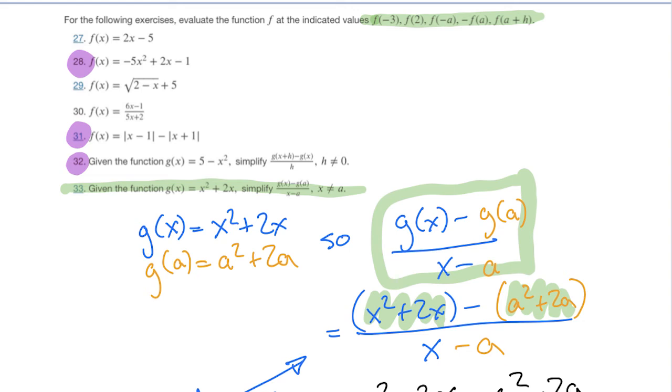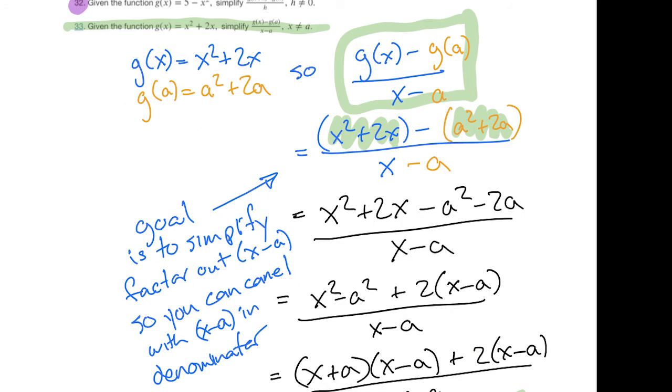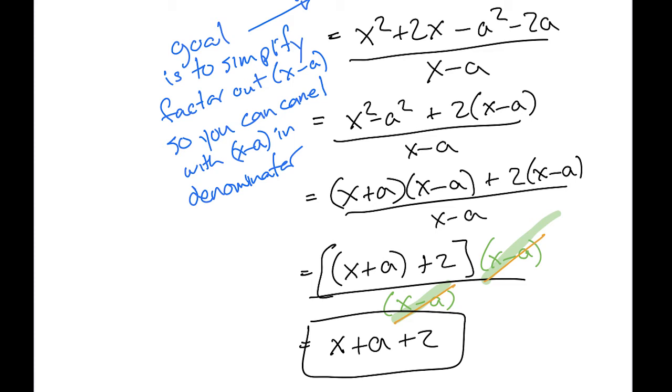They have this weird expression to simplify: g of x minus g of a, all over x minus a. So what you do is you plug in the expression for g of x and the expression for g of a, and then the rest is to simplify that expression. The goal is to be able to cancel out the x minus a in the numerator and denominator. So if you follow through multiplying this out, doing some factoring, eventually you can cancel out the x minus a's. And that's the goal of this type of expression.